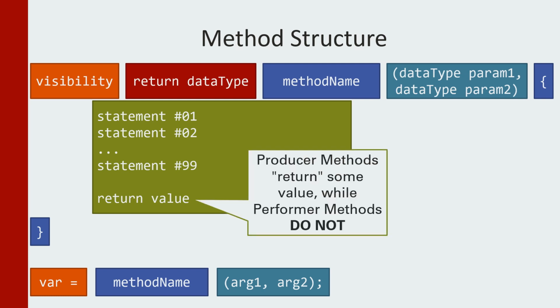And then basically, if the method has a type to return, so int, double, boolean, char, it will return a value of that type. And there are some methods which are void and they may not return anything.